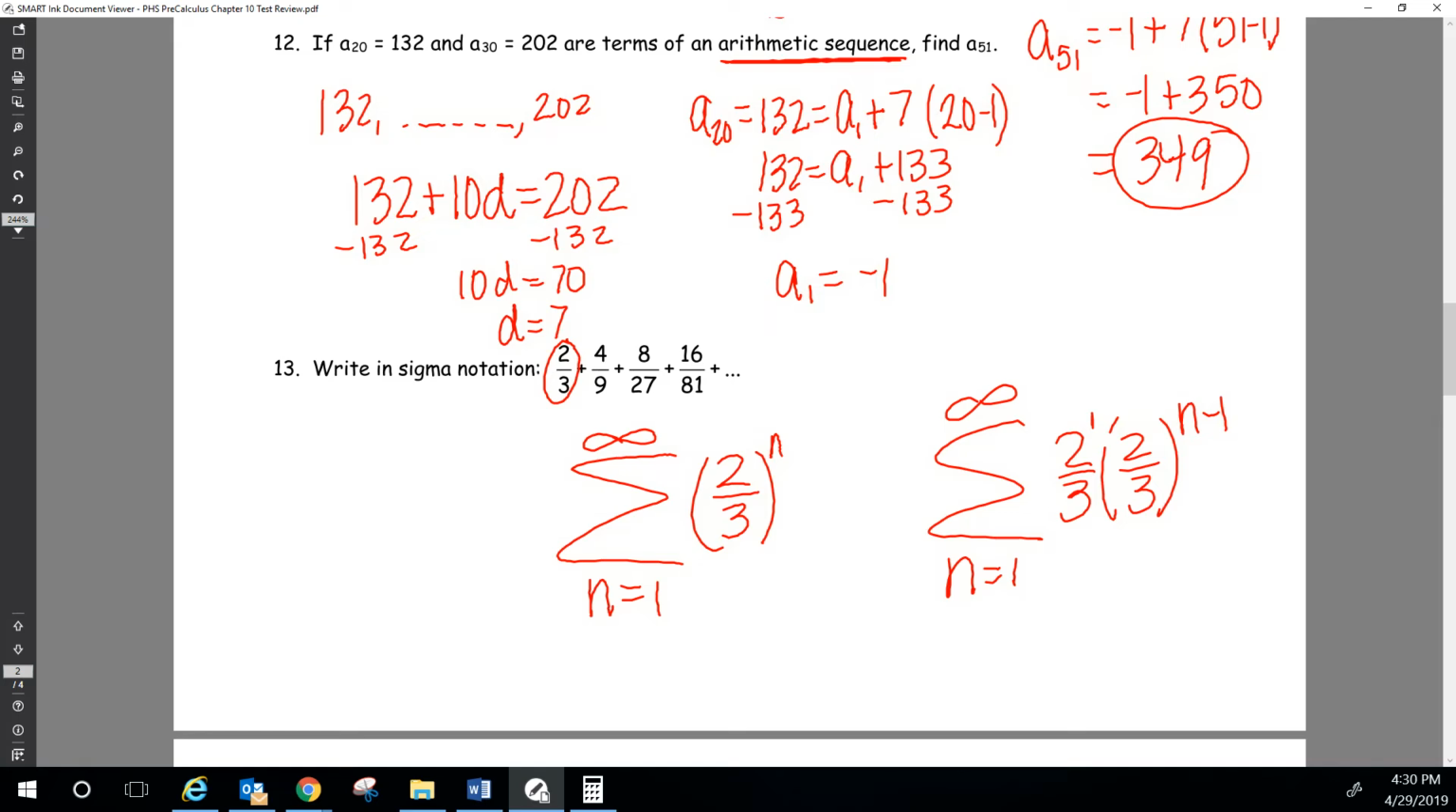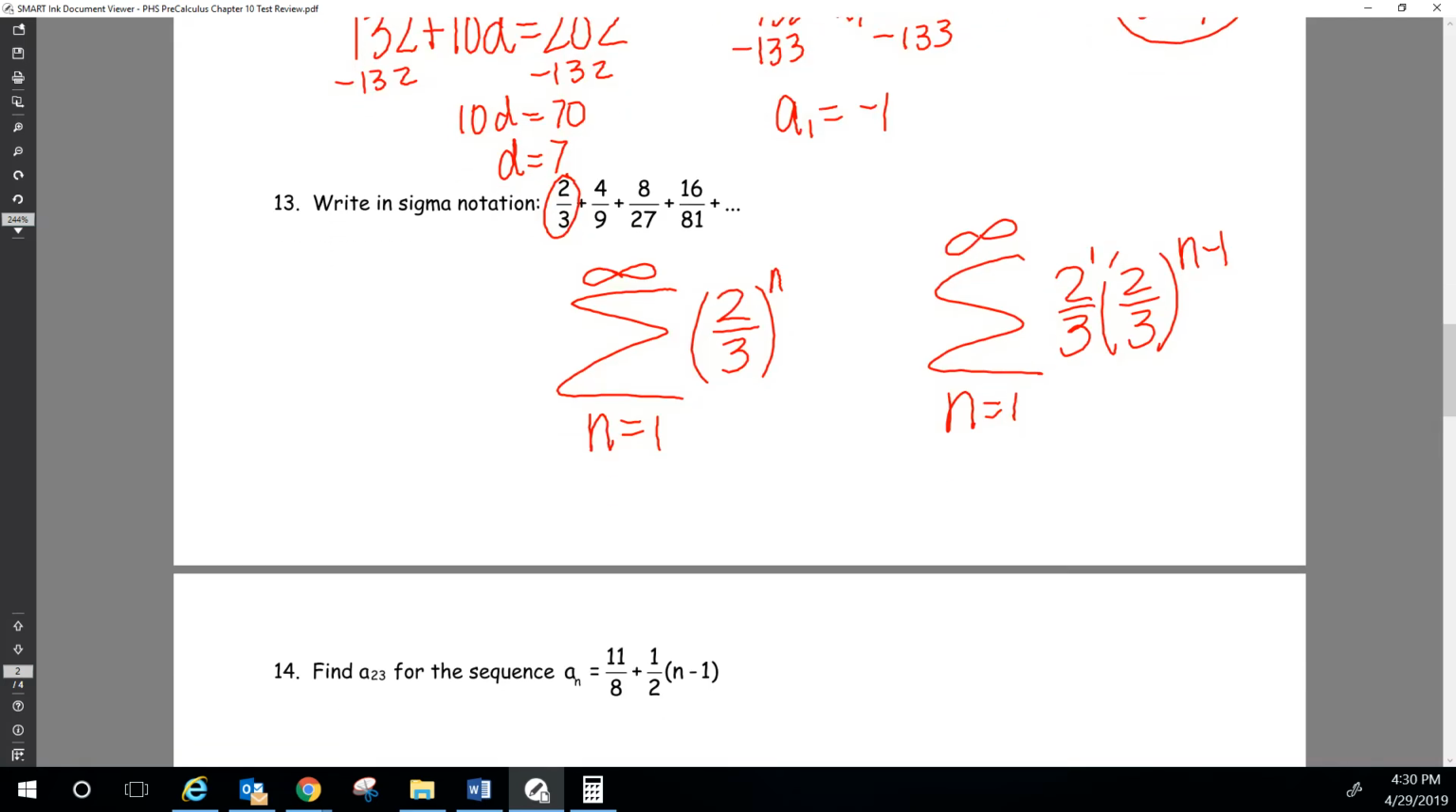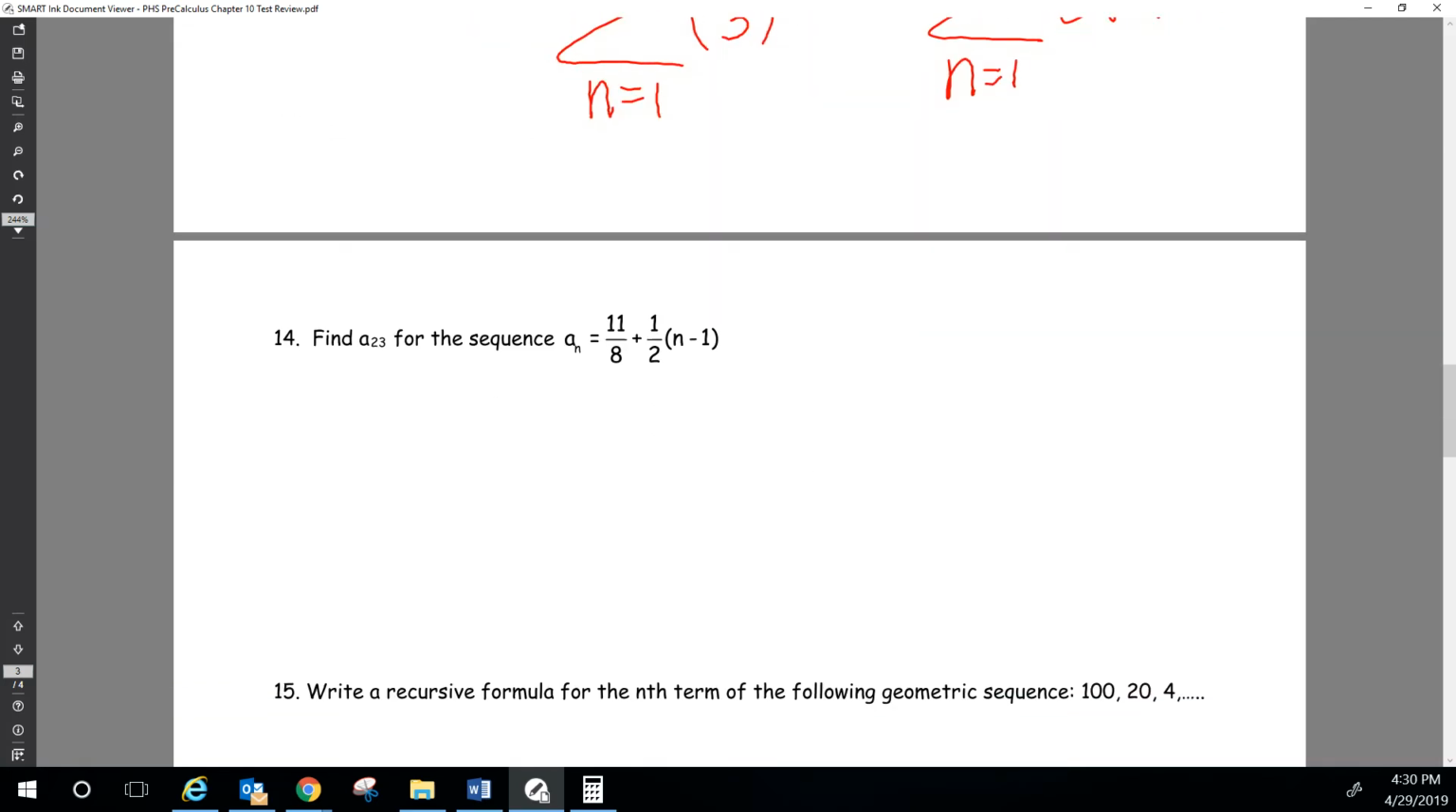It's an infinite series. Could we find that sum? You betcha, because my common ratio is less than 1. Remember, it has to be less than 1 in order to find the sum of it. Don't let that catch you tomorrow on your test.